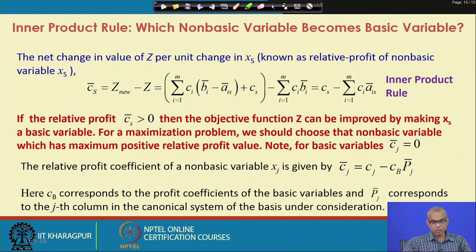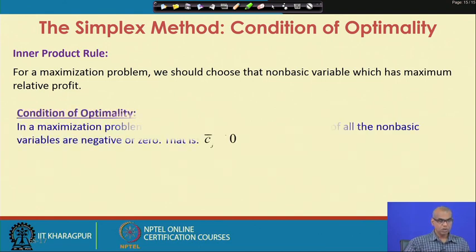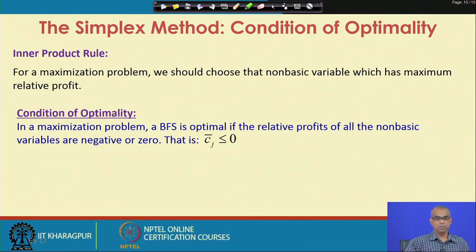The relative profit coefficient of a non-basic variable xj is given by Cj bar equal to Cj minus Cb into Pj bar. Here Cb corresponds to the profit coefficients of the basic variables and Pj bar corresponds to the jth column in the canonical system of the basis under consideration. So, you understand the inner product rule which says for a maximization problem we should choose that non-basic variable which has maximum relative profit. Now, this also leads to the condition of optimality.